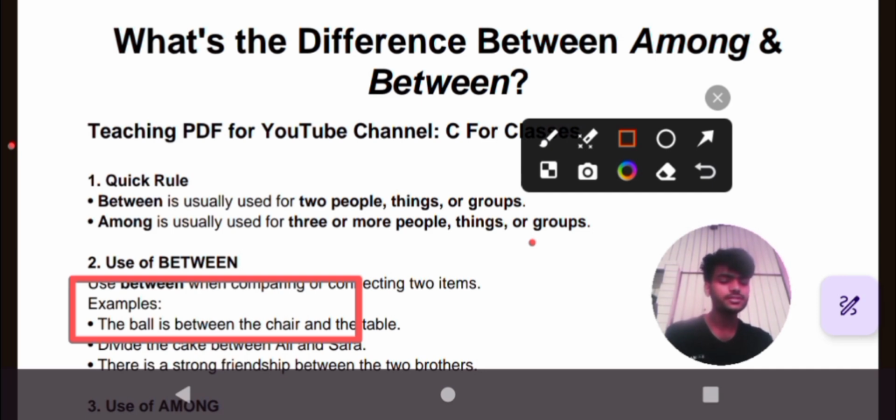Why do we use between? Because we are talking about two products. The first one is the ball, and the second one is the table. The ball is in the middle of these two products. We have two products, that's why we are using between here.